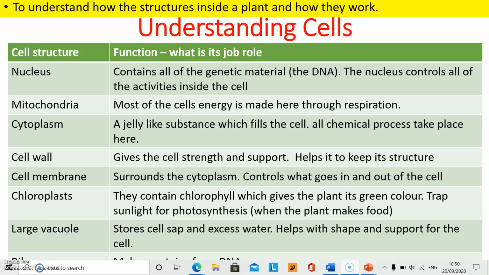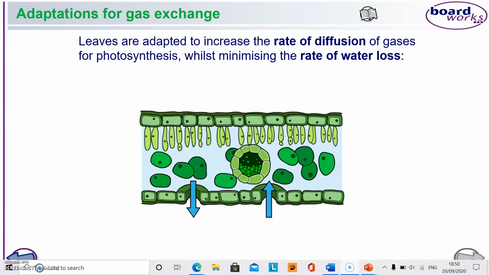So let's move on now and have a look at the leaf. Leaves are the plant's organs, and they're adapted to increase the rate of diffusion, the speed at which gases go in and out for photosynthesis, whilst minimizing the rate of water loss, because water to a plant is very, very precious. They need water and carbon dioxide to photosynthesize.